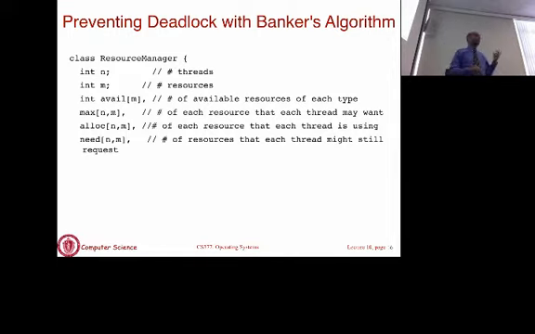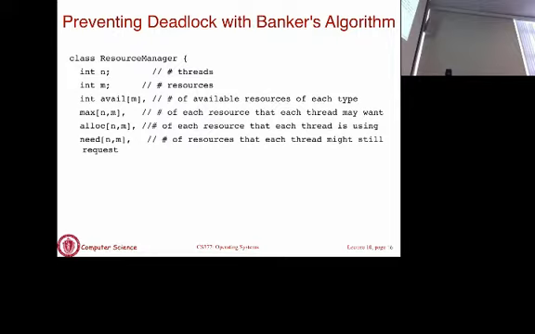We'll maintain two matrices, okay? There is that max matrix, which is going to say what is the maximum number of resources a thread can request. Okay? There is an allocation matrix, which is what has been allocated, what is in use in my system. And then there is a need matrix, which is how much more can each thread request. Okay?